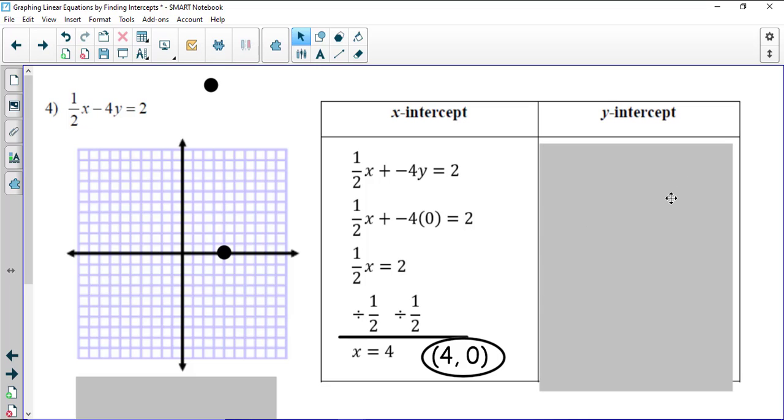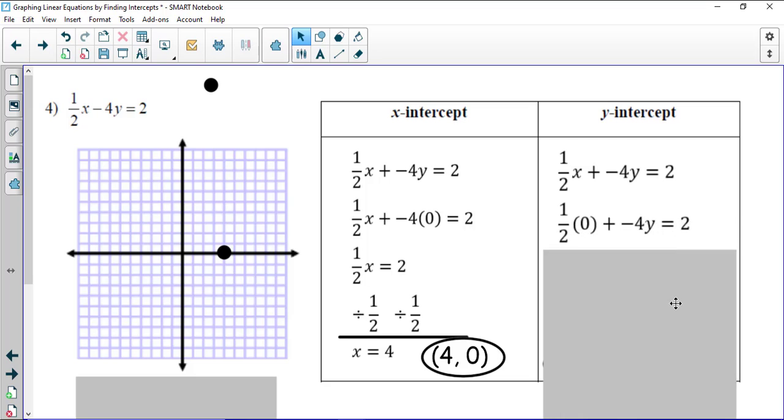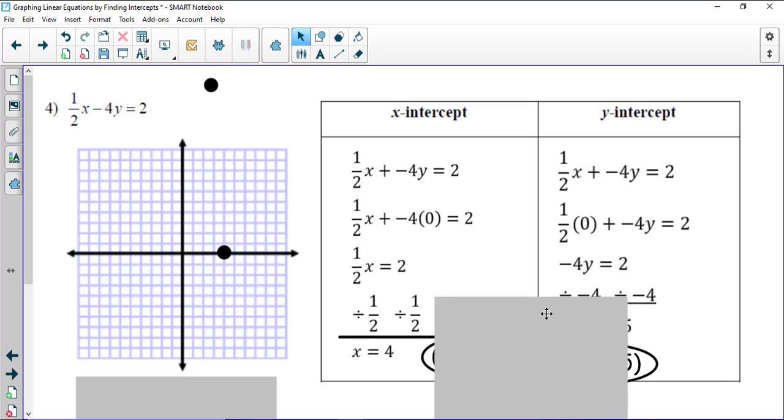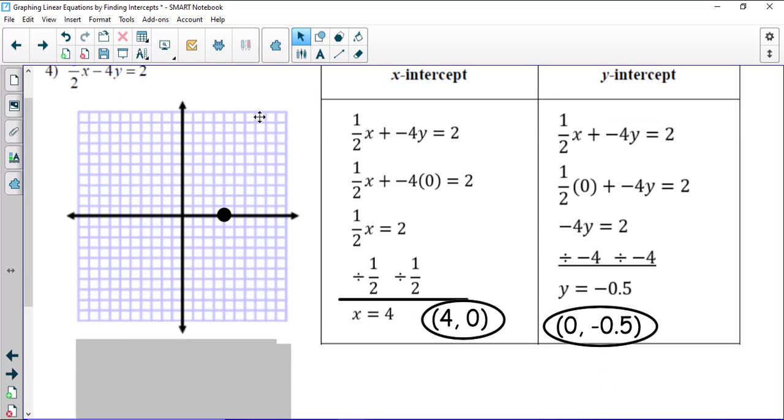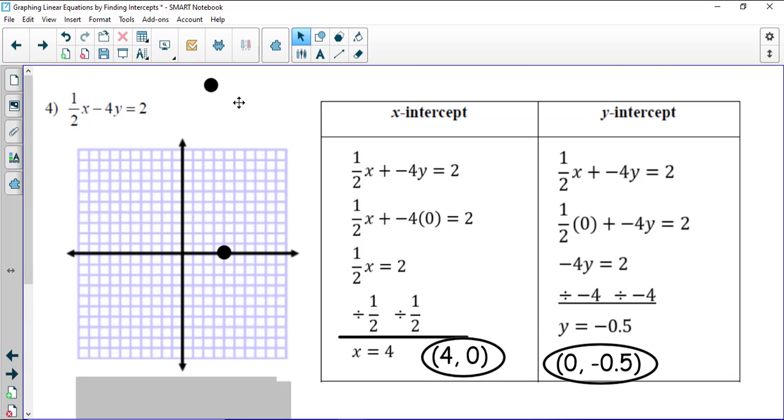So for our y-intercept, we're going to replace x with 0. So we have 1/2 times 0 plus negative 4y equals 2. That leaves us with negative 4y equals 2. Divide both sides by negative 4, and 2 divided by negative 4 is negative 1/2. So our y-intercept will be located at (0, negative 1/2). You can also write that as negative 0.5.